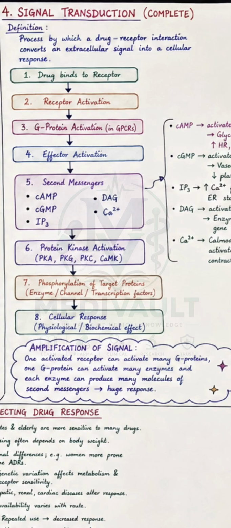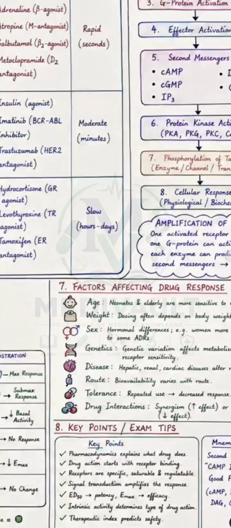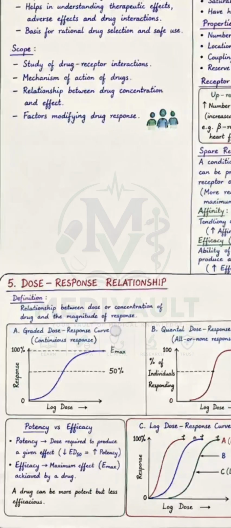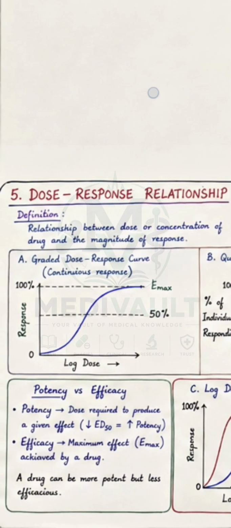One activated receptor can activate many G proteins, and one G protein can activate many enzymes, and each enzyme produces many molecules of the secondary messenger. A huge response will be generated. So if two or more drugs are combined, they could produce an amplified response compared to the normal response. The next thing we are going to study is the dose response relationship.